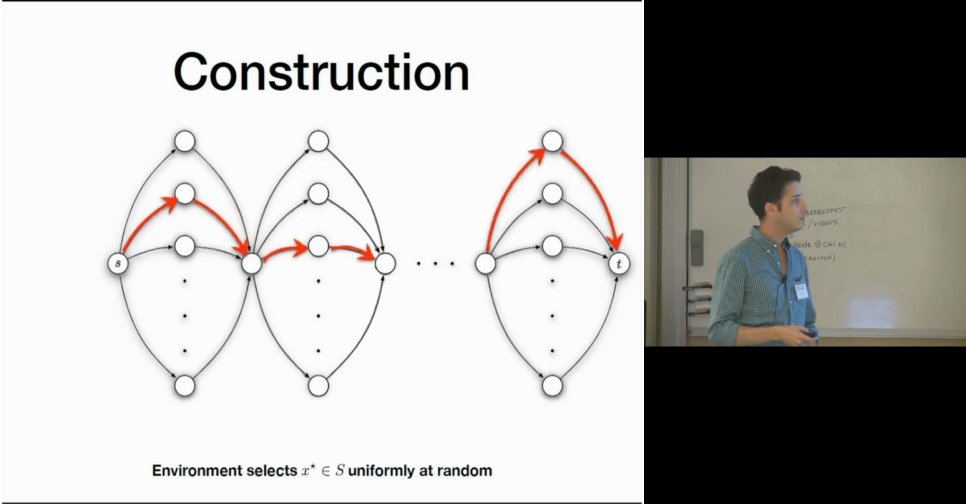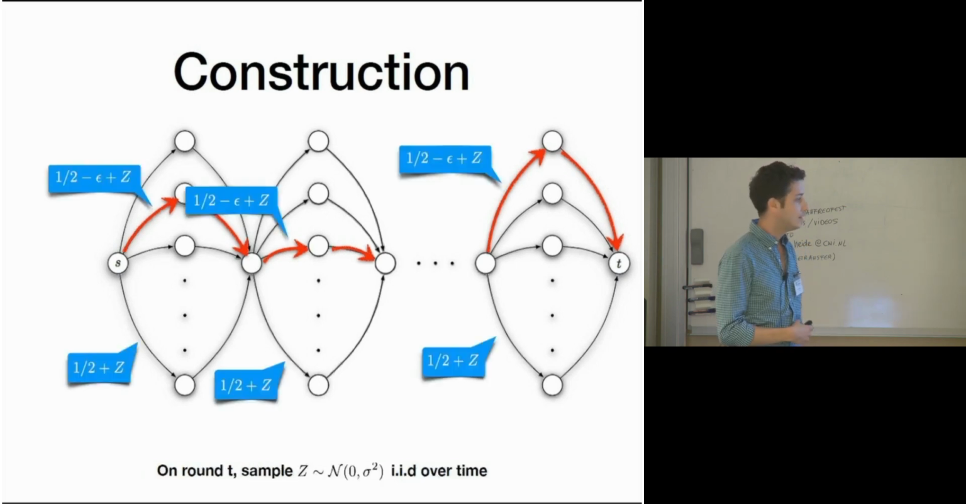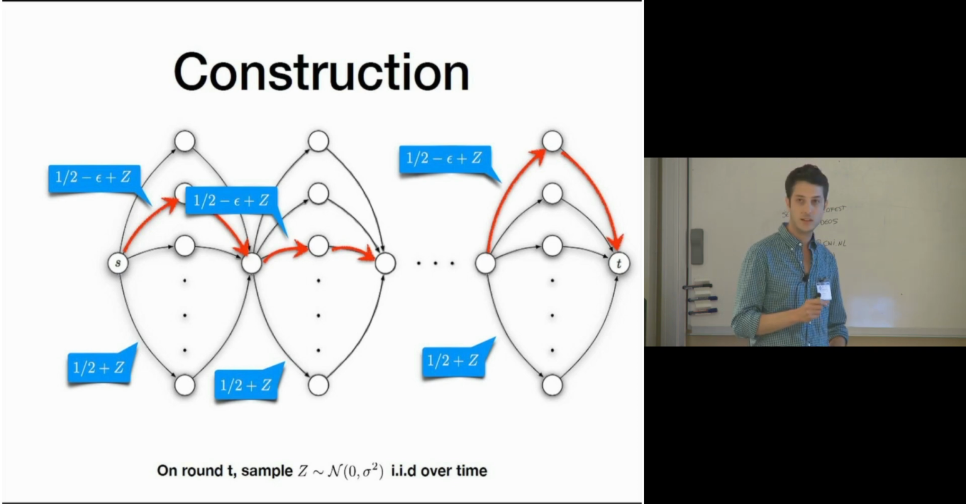So what the environment does is, before the game starts, it chooses some path x star uniformly at random. This is going to be the optimal path. Then at every round t, the environment samples a univariate Gaussian random variable z that has zero mean and sigma squared variance. And then in each layer, on the edges on the left-hand side, if an edge is part of x star, then its loss is half minus epsilon plus z, and otherwise it's half plus z. And for the right-hand side, the losses are zero always.